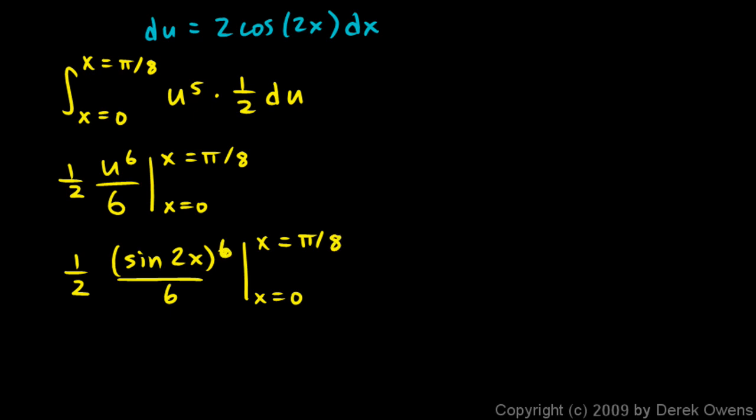And I can substitute those values in. This will be 1/2. Now let's put in the pi over 8 first. When I put in pi over 8 for x right here, 2 times pi over 8 is pi over 4. So this is the sine of pi over 4 to the sixth over 6, minus, and then when I put in a 0 right here, I have 2 times 0 is 0, and the sine of 0 is 0, and 0 to the sixth is 0, so it's just minus a 0.